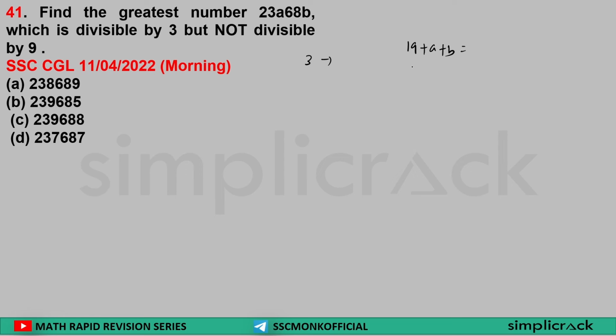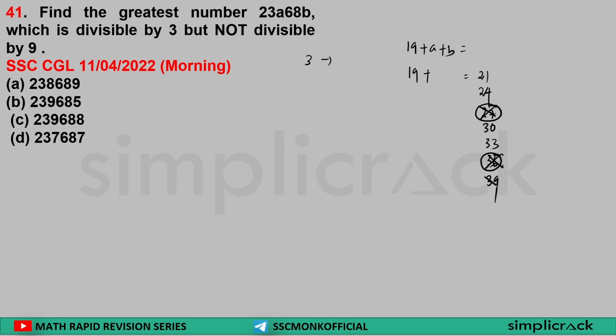Sir, 19 plus, what are the possible values that are divisible by 3? This can be either 21 or 24 or 27 or 30 or 33 or 36 or 39. Now understand, 36 is divisible by 9, so this cannot be my possible answer. Okay, now the largest number. So 19 plus 39 means 20 is required.